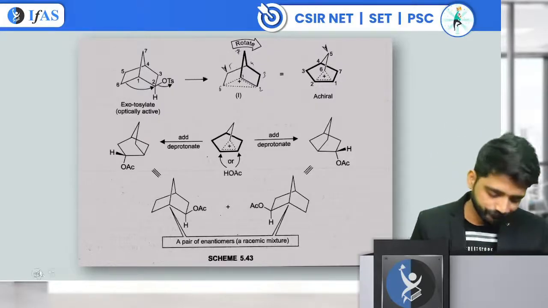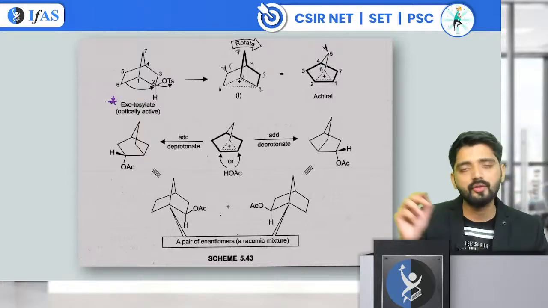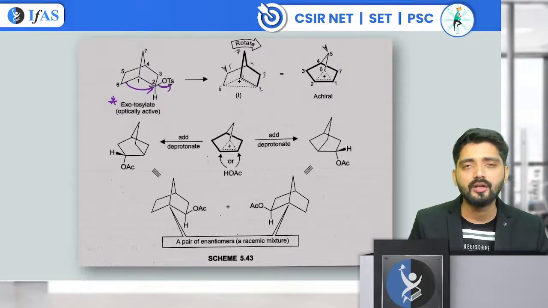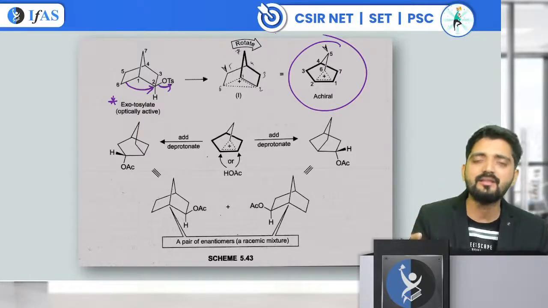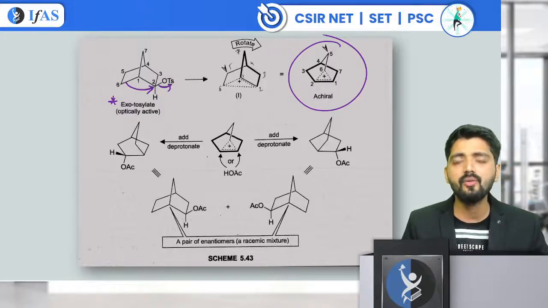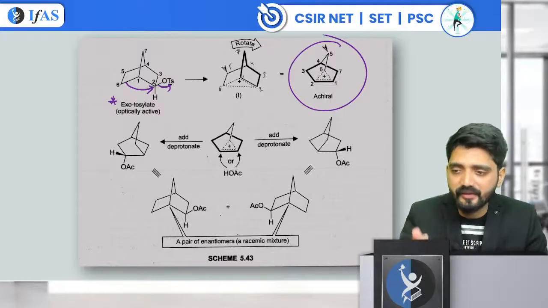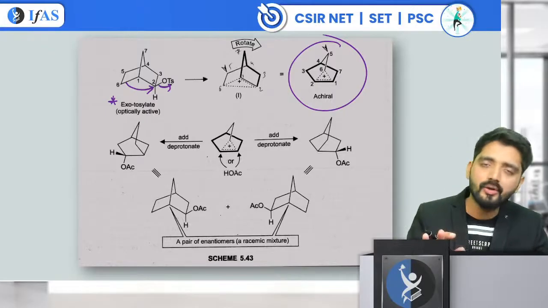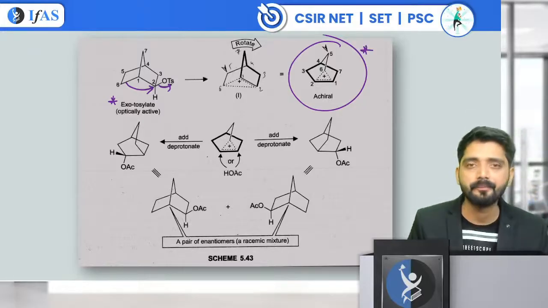What they are saying is they have an exo tosylate example where the tosyl group is present at the exo position. Of course, this sigma bond is attacking into the sigma star orbital and this is getting removed. They have drawn this achiral intermediate directly. They have not explained how to reach this intermediate, so this becomes very difficult for a student who is still learning. But now, since I've explained the concept in depth, you know how to reach this intermediate.